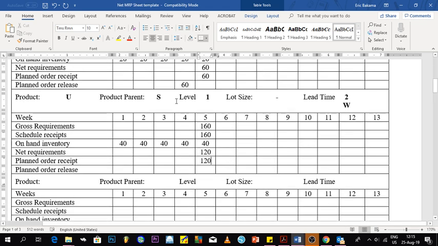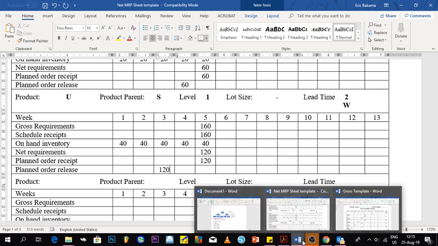Then it is going to be received 2 weeks backward, so we have week 4 and week 3. So we have 120 here, and we need to release them in week 3. So we need to place our order in week 3 so that it's going to be received in week 5.